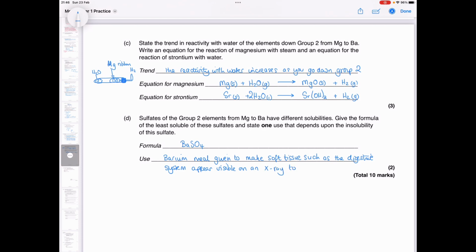And that is to assist with diagnosis. It's really important that barium is insoluble in the form that it is ingested. Barium sulfate is very insoluble, and that means that although barium is quite toxic, because it doesn't dissolve in the bloodstream, it doesn't cause harm. If you used barium hydroxide, for example, which is very soluble, that would be very toxic to the patient.